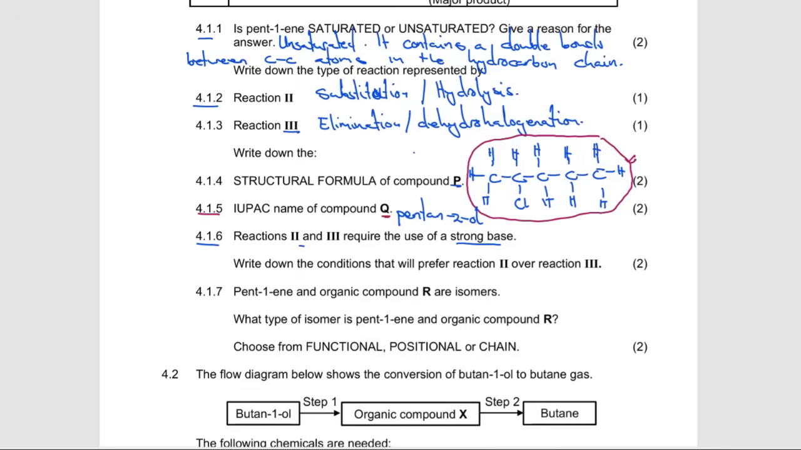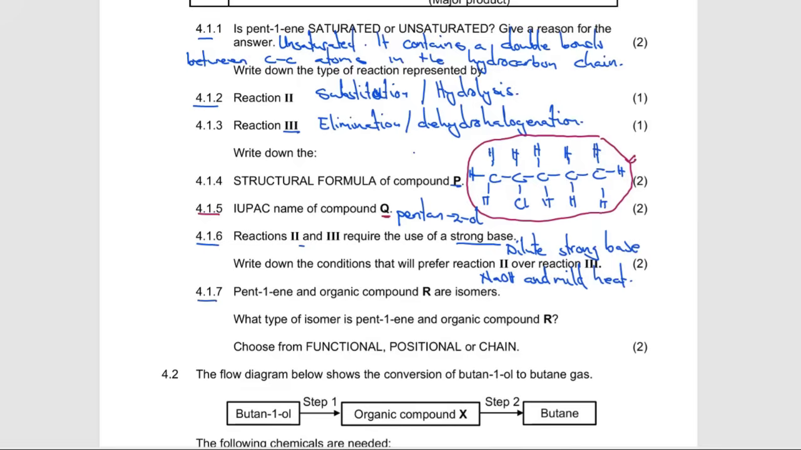So instead of using a strong base, we're going to use a dilute strong base, right? Okay, so this is our answer there. We're going to opt for a dilute strong base, or sodium hydroxide, NaOH, in mild heat, right? So mild heat. So this is how we attempt question 4.1.6.